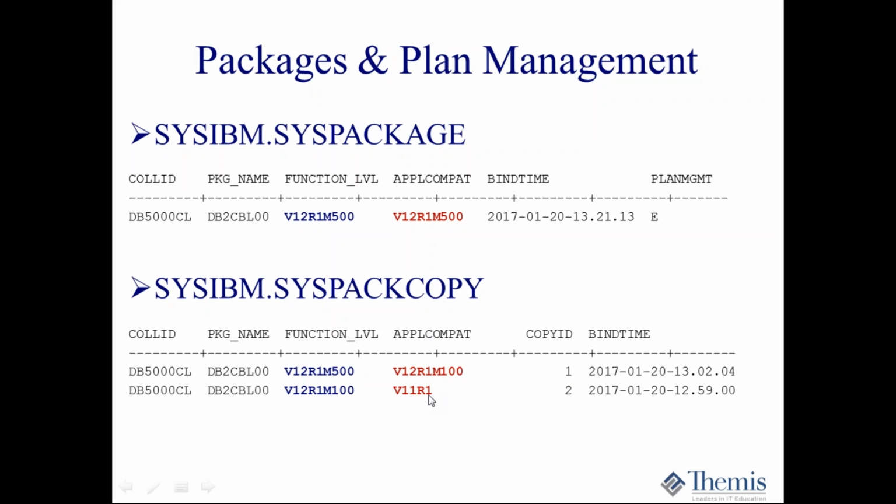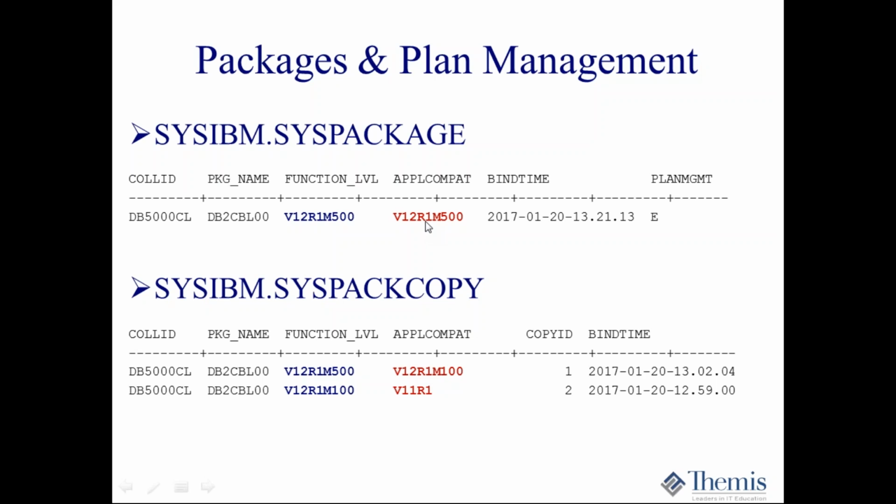So it runs as a version 11 compatibility, even though the function level that was activated at the time was 100. This one was bound. We did a rebind of that package. Okay. Plan management extended. So I keep the original. Here's my previous. And now here's my current. If I run into a problem here, I can switch to the previous and go back to the 100 without having to do rebind switch previous and go back to Apple compatibility 100.